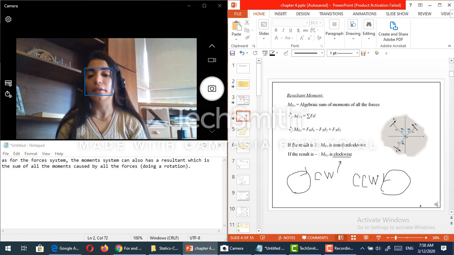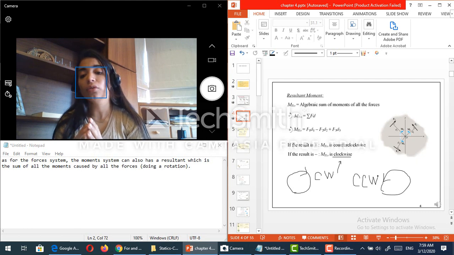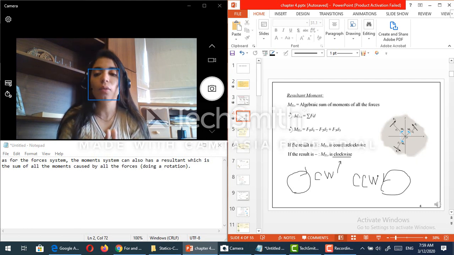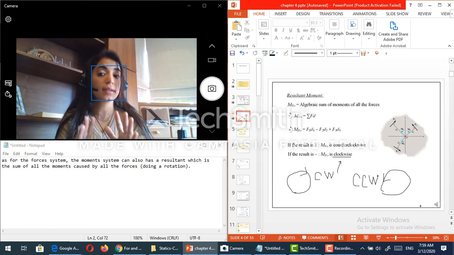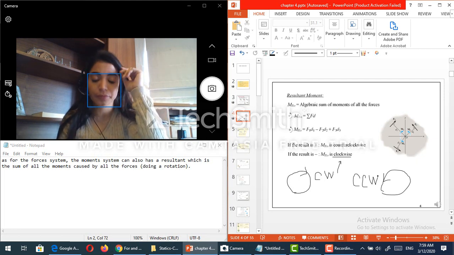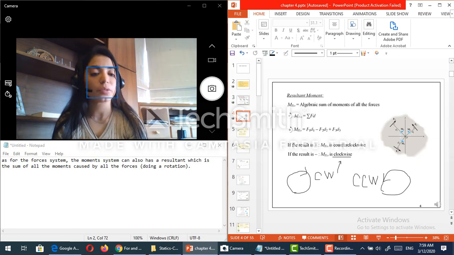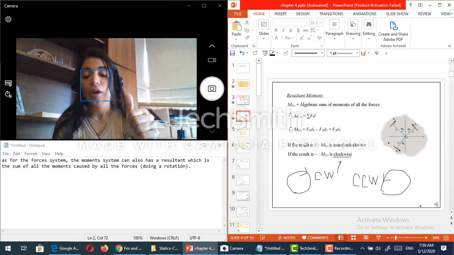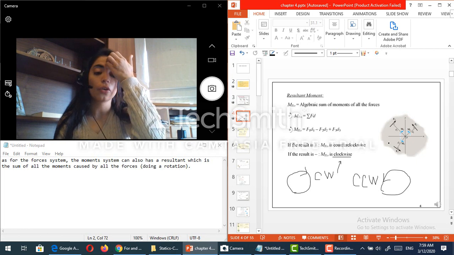I can indicate this. So I can say the resultant moment is equal to this value in the clockwise direction. So this is enough because here I'm indicating the magnitude of my moment and its direction, which is enough for any vector.